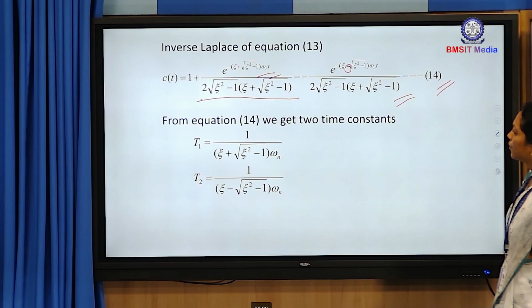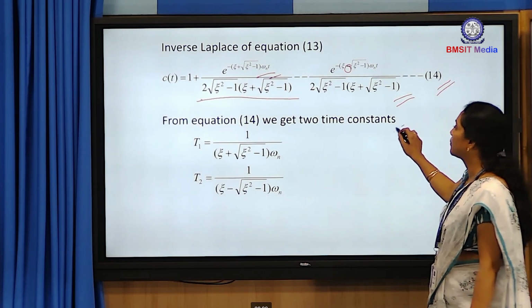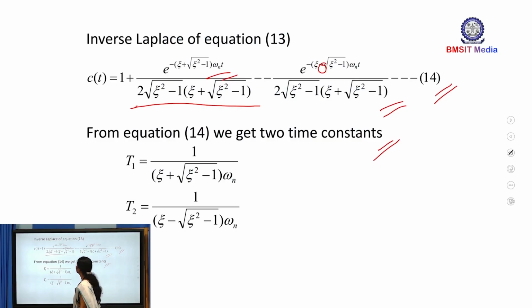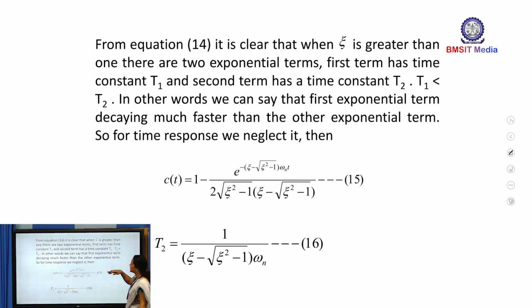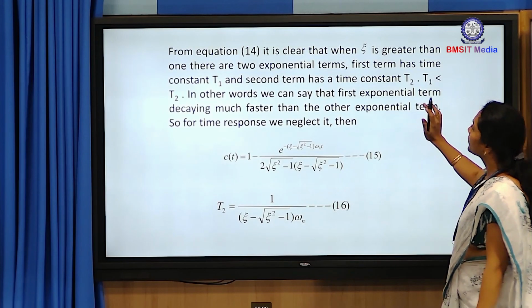From this equation number 14, we get two time constants. What are the two time constants that I am getting? One is here and another one is here. That is 1 by (zeta plus root of zeta square minus 1) into omega n, and the other one is 1 divided by (zeta minus root of zeta square minus 1) into omega n. These are the two time constants that I will be getting.